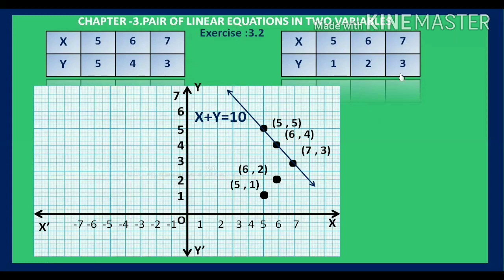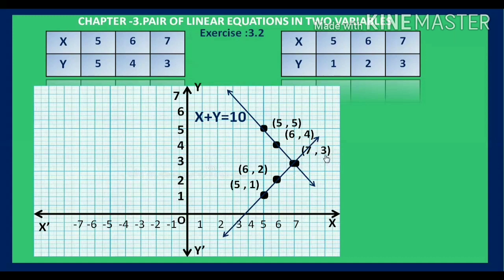Third is 7 comma 3. 7, 3, already marked there. So these are 3 points, 5 1, 6 2, 7 3. Let's join with a straight line. Now write the equation x minus y equals 4. So you can see we get intersecting lines for this question, and the two lines intersect at 7 comma 3.